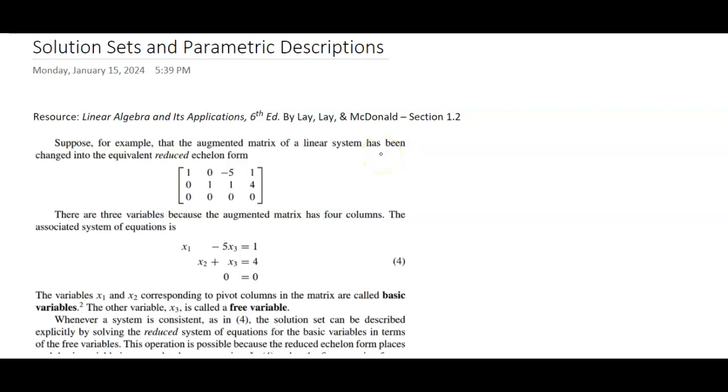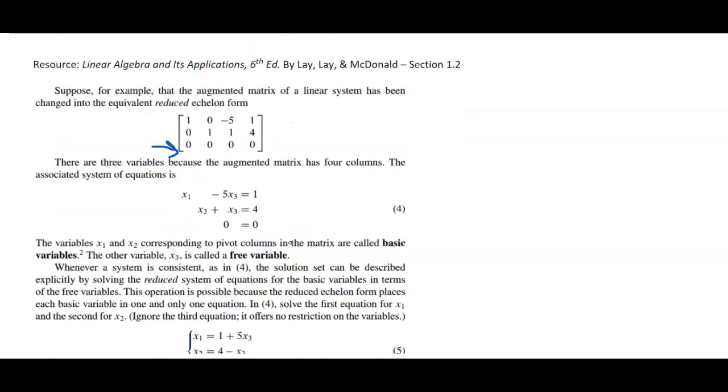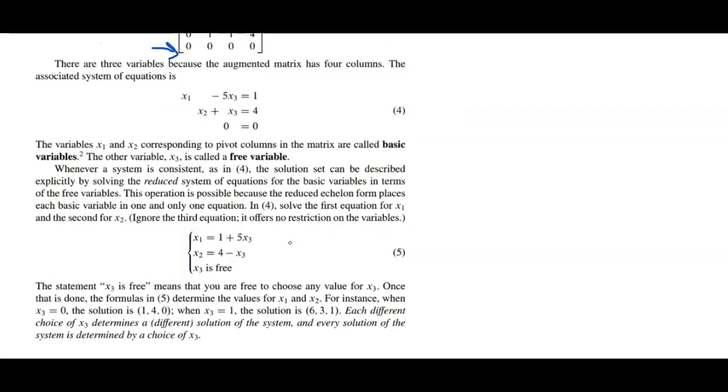All right, so we do need to talk about what happens when we can't solve for one of the variables. Let's say, for example, we have an augmented matrix in reduced echelon form. We end up getting zeros all here in this last row. What do we do? If we convert this back to a system, we see that we have x1 minus 5x3 equals 1. We have x2 plus x3 equals 4.